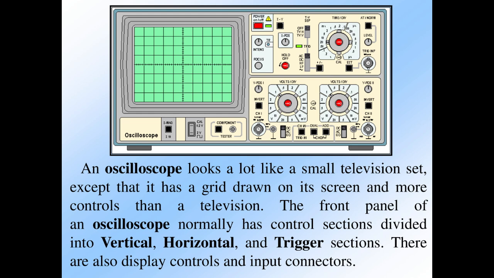As we see in this photo, an oscilloscope looks a lot like a small television set, except that it has a grid drawn on its screen and more controls than a television. The front panel of an oscilloscope normally has control sections divided into vertical, horizontal, and trigger sections. There are also display controls and input connectors.